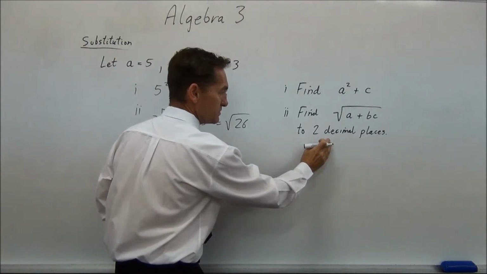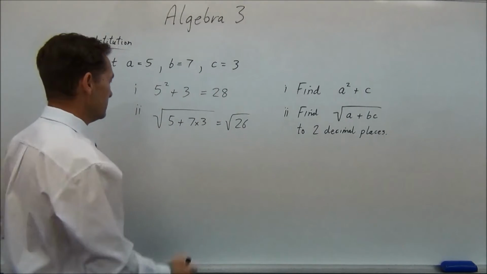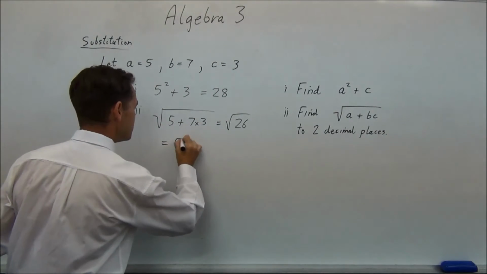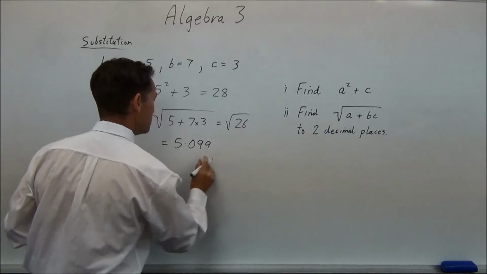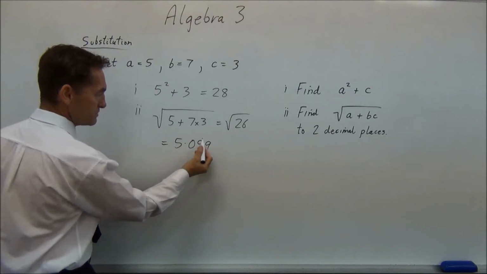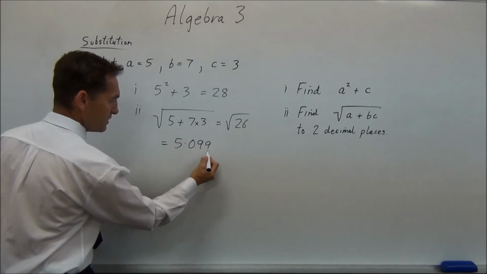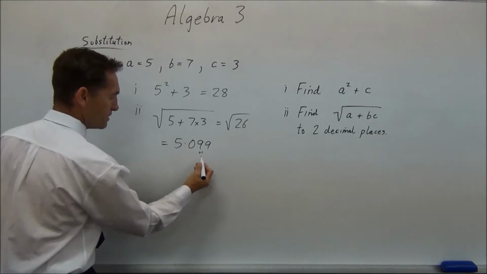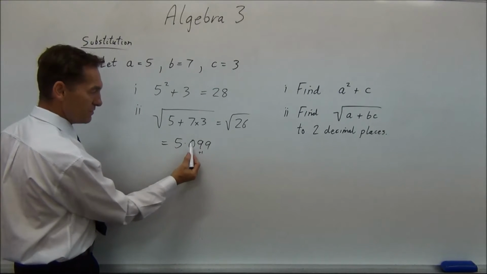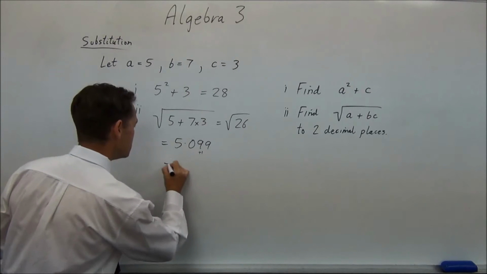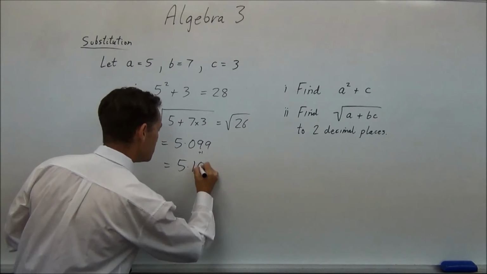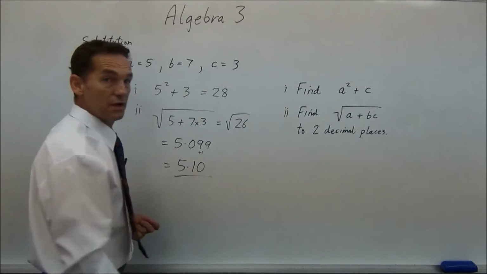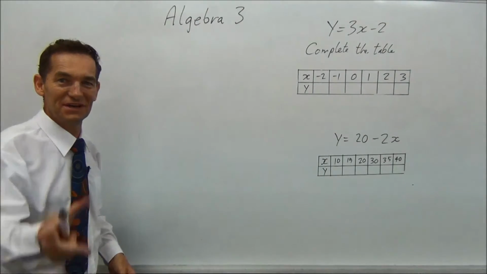It says to 2 decimal places. So you punch that in your calculator and what you end up with is 5.099. 2 decimal places, well you don't just drop off the 9. This number has to go up by 1. If that number goes up by 1, then this becomes 10. So your real answer is 5.10. And you're done.